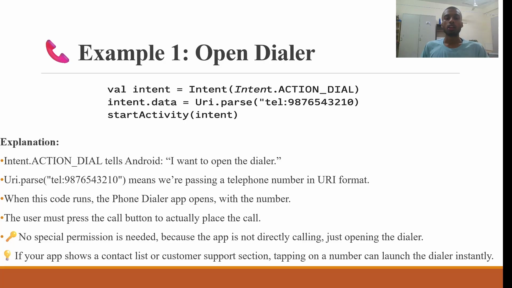When this code runs, the phone dialer app opens with the provided number, and the user must press the call button to actually place the call. Here we are just opening the dialer app. We are not actually making the call. So no special permission is needed, because the app is not directly calling, just opening the dialer. In real life cases, if your app shows a contact list or a customer support section, tapping on a number can launch the dialer instantly. That is example one, and later I'll be showing you how the output would be.